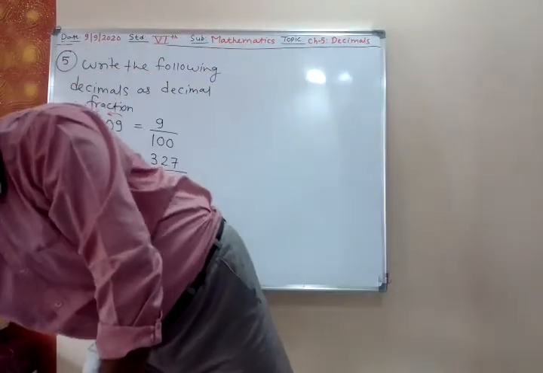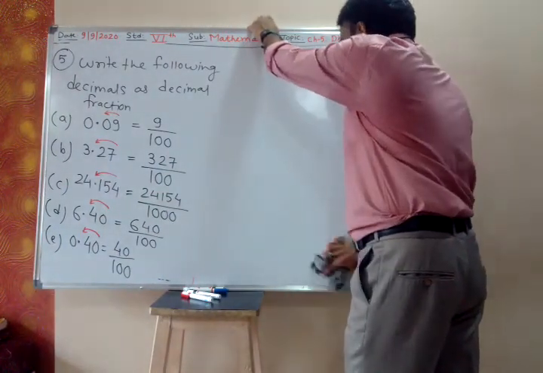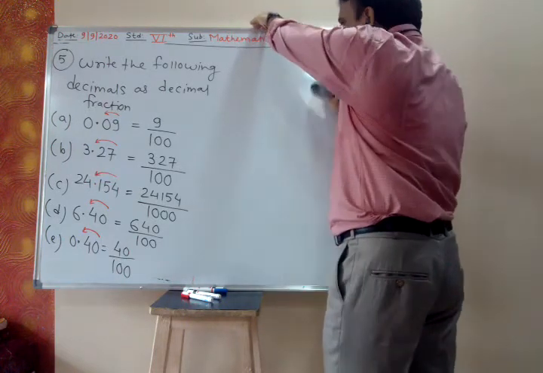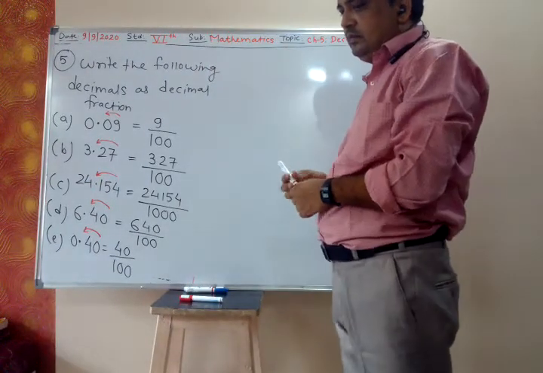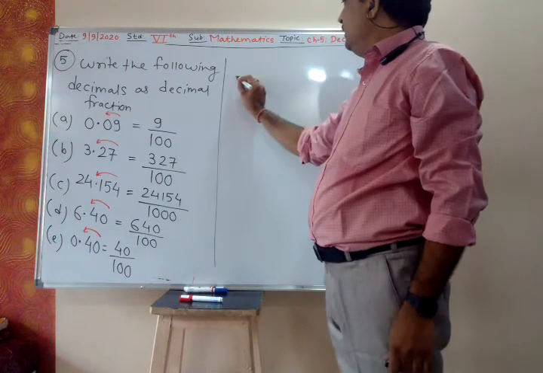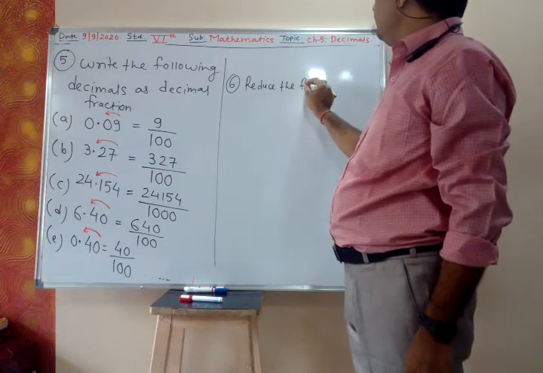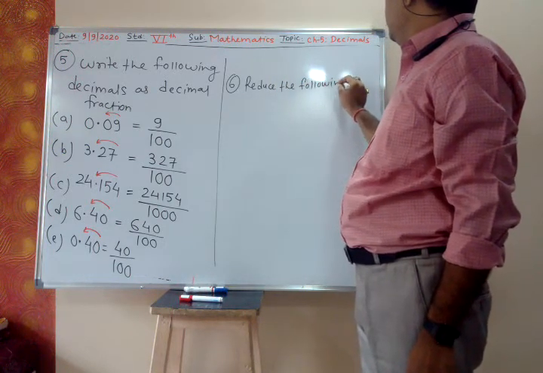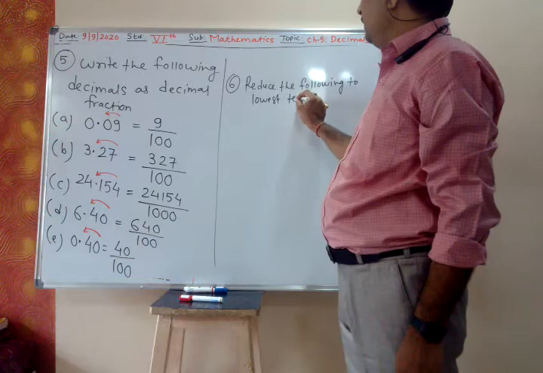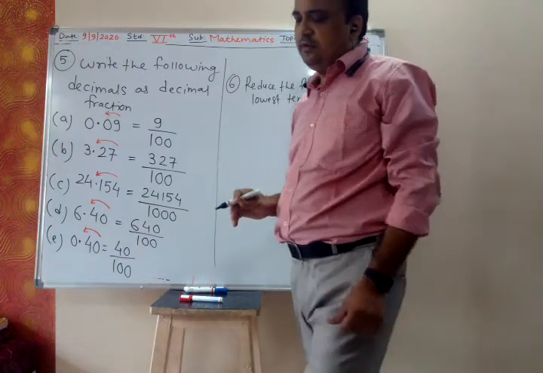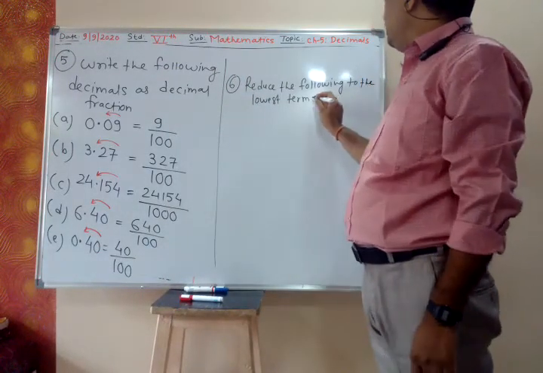Now the sixth one: reduce the following to the lowest terms.